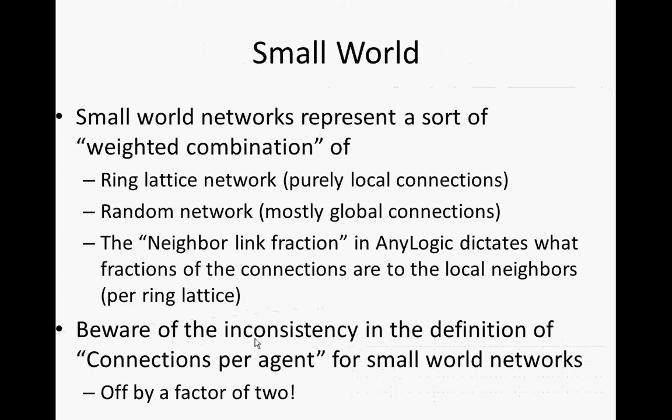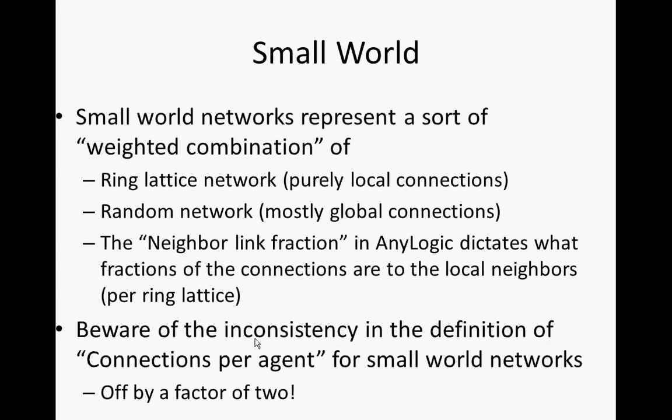A small world network, there's actually whole classes of small world networks, but the most classic type of a small world network is a weighted combination of two types we've just seen. It's a weighted combination on the one hand of a ring lattice network, and on the other hand of a random network. Now, that should be of interest to you. Among other things, a ring lattice network is a type of network that has purely local connections. A random network, a Poisson random network, has mostly global connections. So here you're mixing things of two very different sorts.